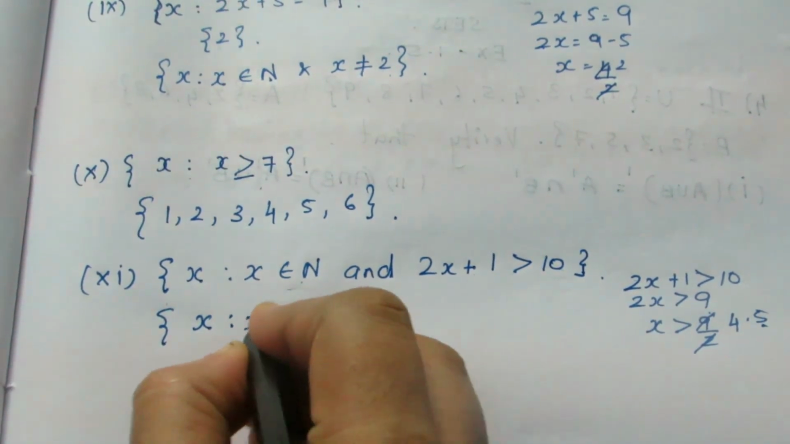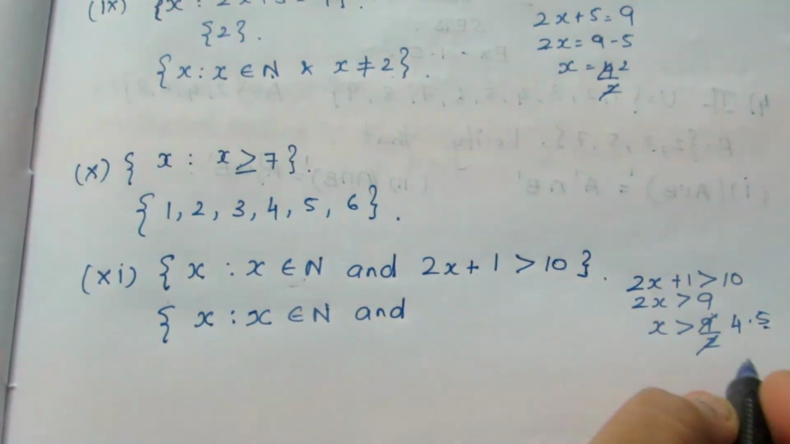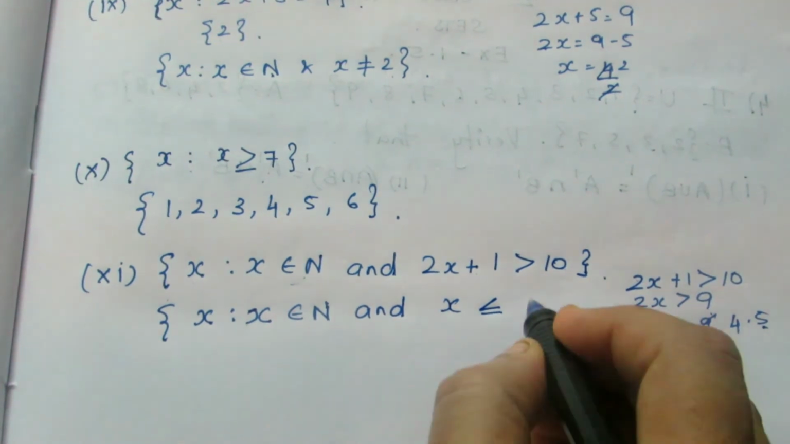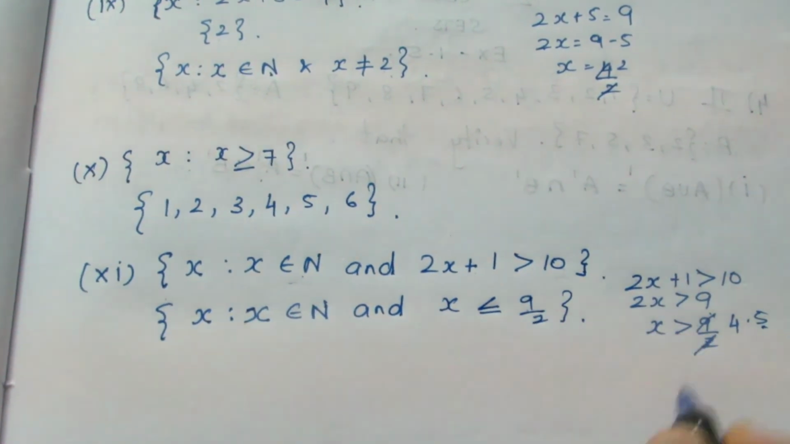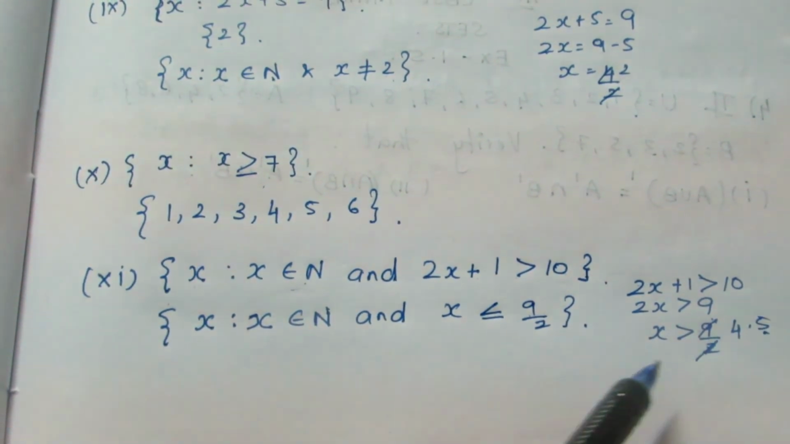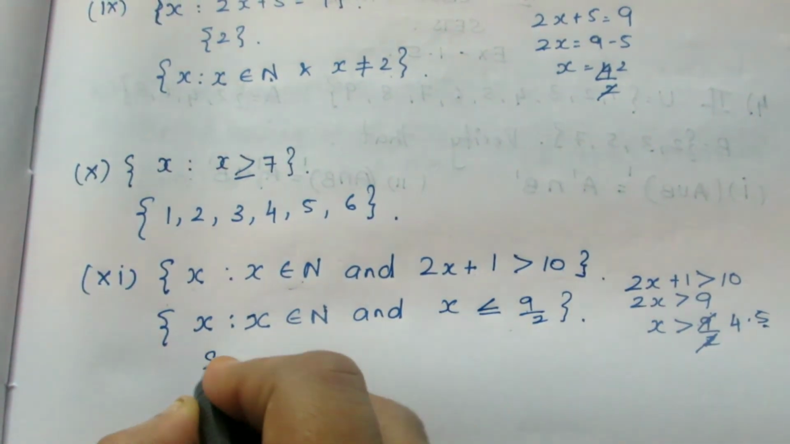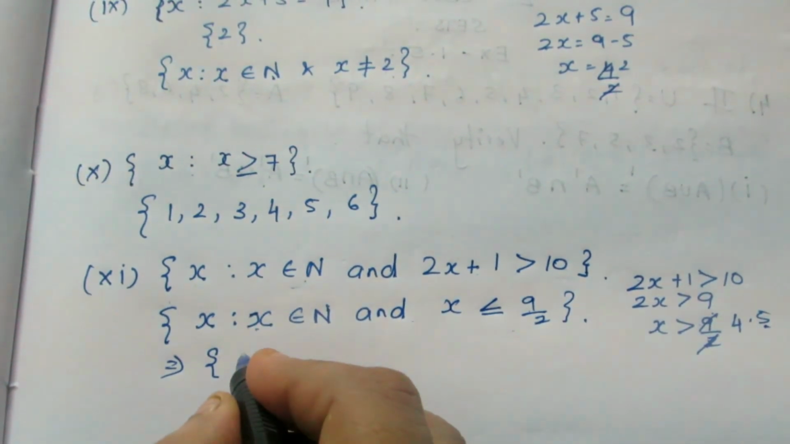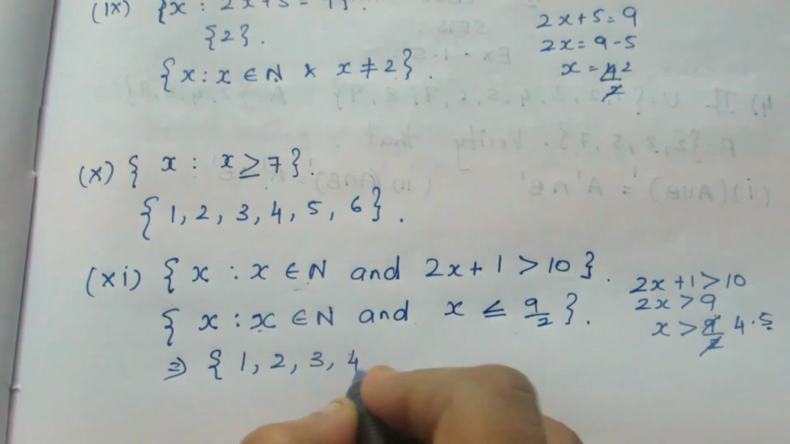So the complement of this set will be x such that x belongs to N and x will be less than or equal to 9 by 2. As it is greater than 9 by 2, we can write this as less than or equal to 9 by 2. That will be easy for you to write. Otherwise, you can also write this in roster form. You can write this as 1, 2, 3 and 4.